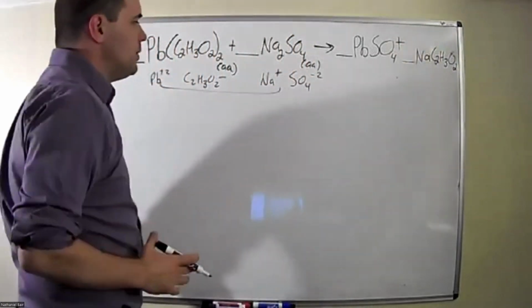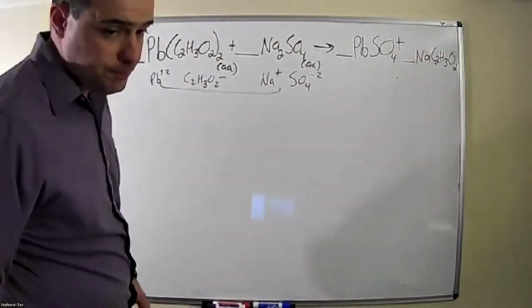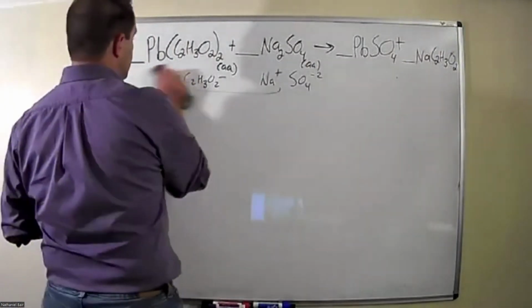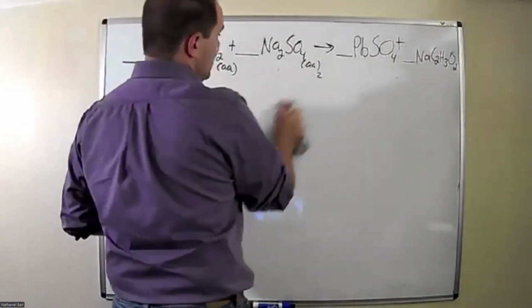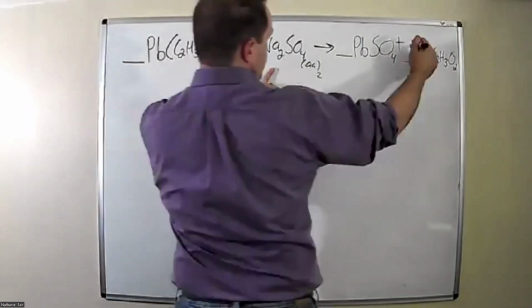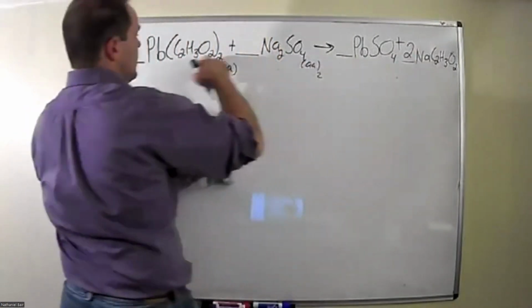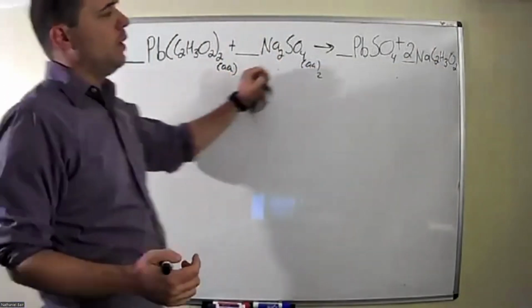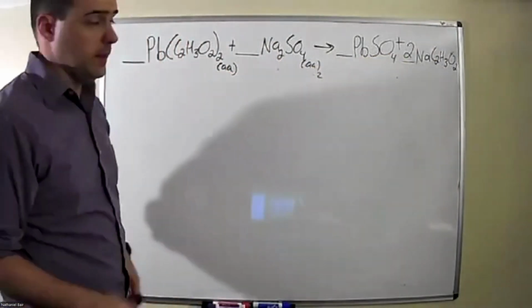Okay. So now what do I need to do? Well, now I could balance. So I got 2 sodiums. I'm going to put a 2 there. 2 acetates, 2 acetates. It's balanced. It's a 1, 1, 1, 2. So that guy's balanced now.